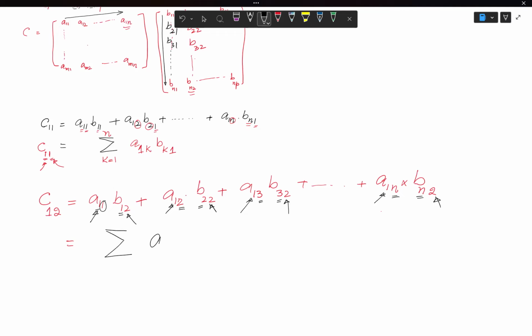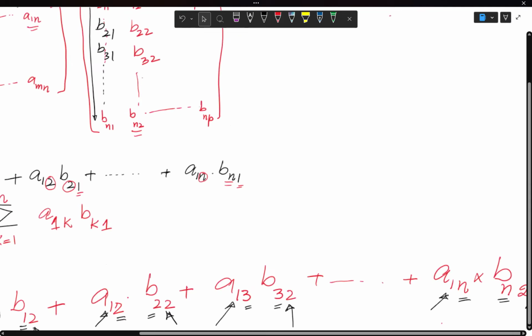Summation. A1 is fixed for the row of A, and I can write K, and then K and the second index of B that will remain fixed as the column index of B, and this K varies from 1 up to n, right? So this is the definition of C12, right?